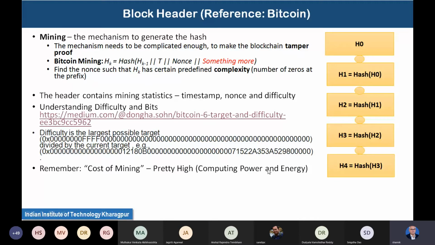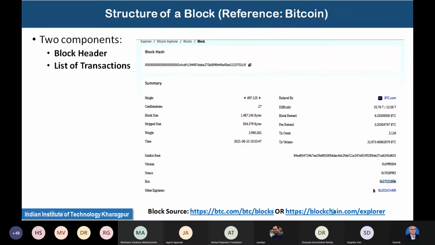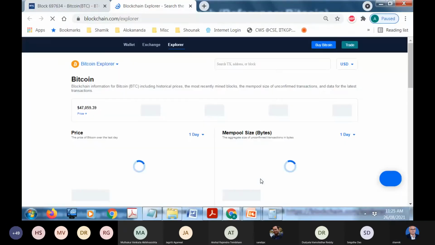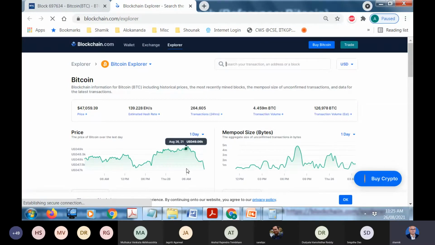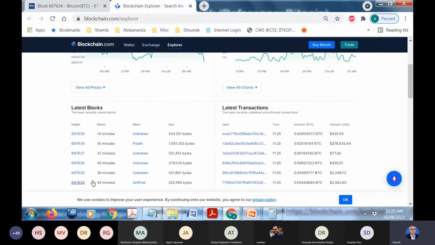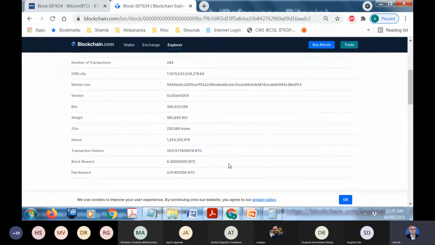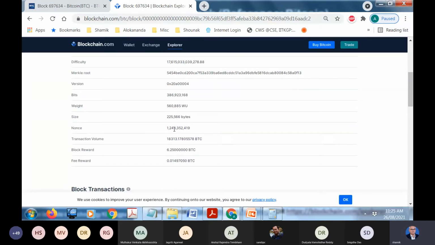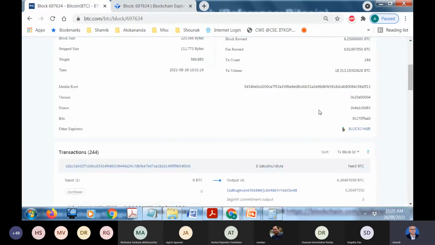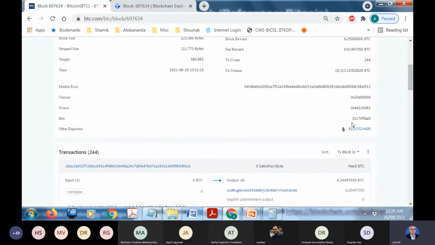Suppose I go to the other explorer, which is the blockchain.com explorer, and now I go to this same block, 697634. So we'll see it here also, 697634. Now here the block header information is written a little differently. You see that the nonce is written as a decimal number, whereas there the nonce was written as a hex number. The version is written as hex here, as it was in hex there, so the versions are the same.